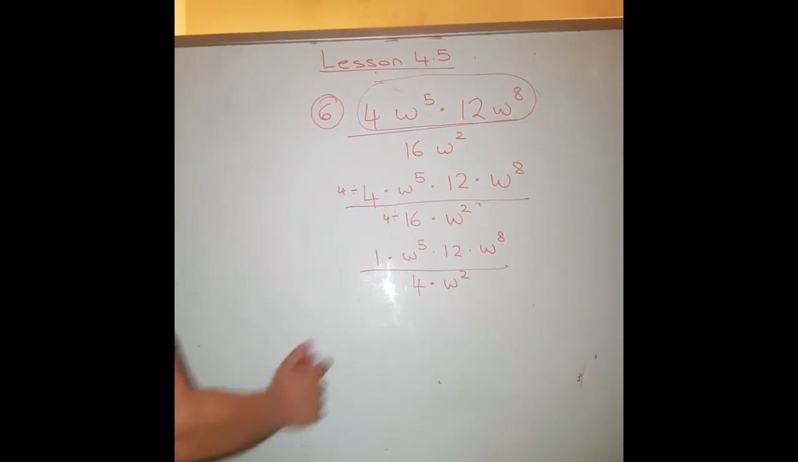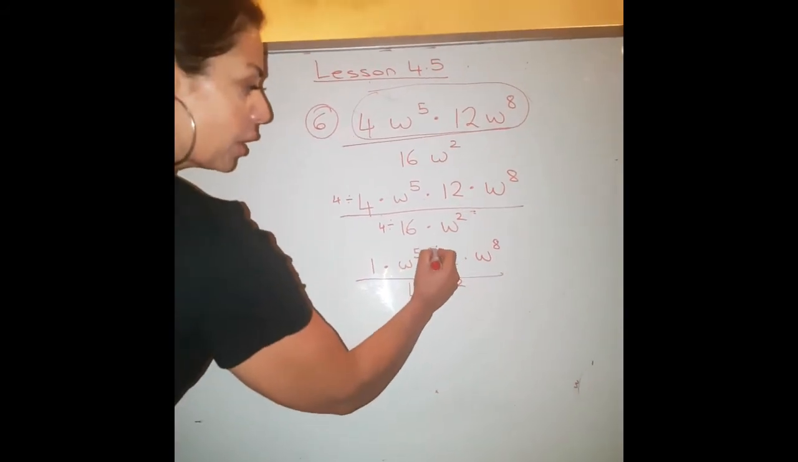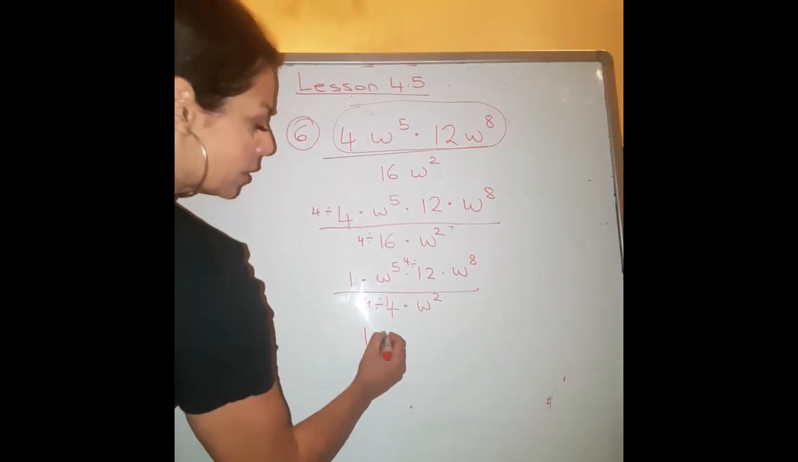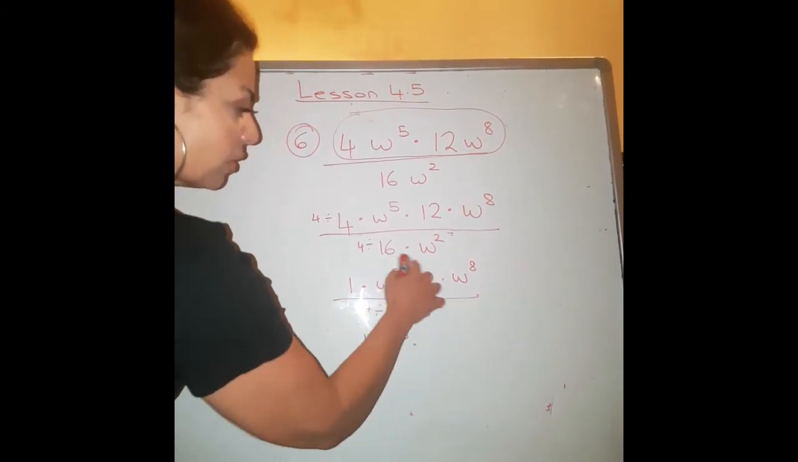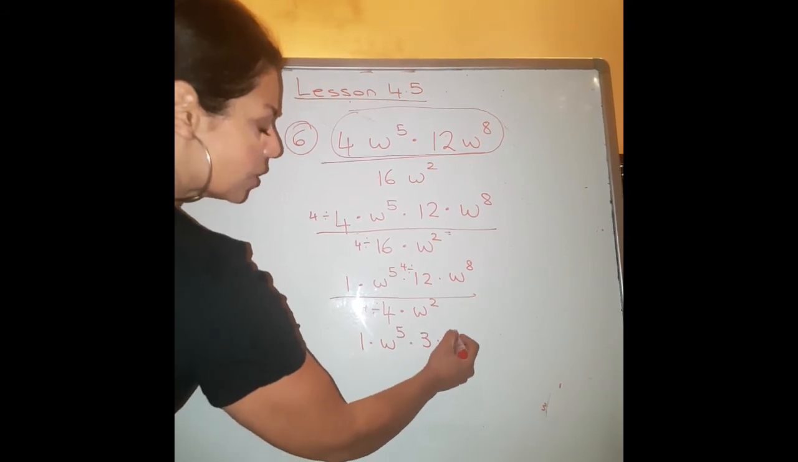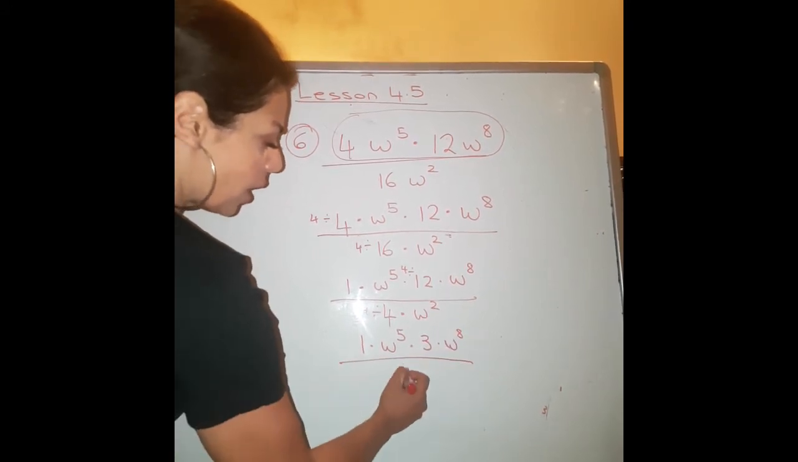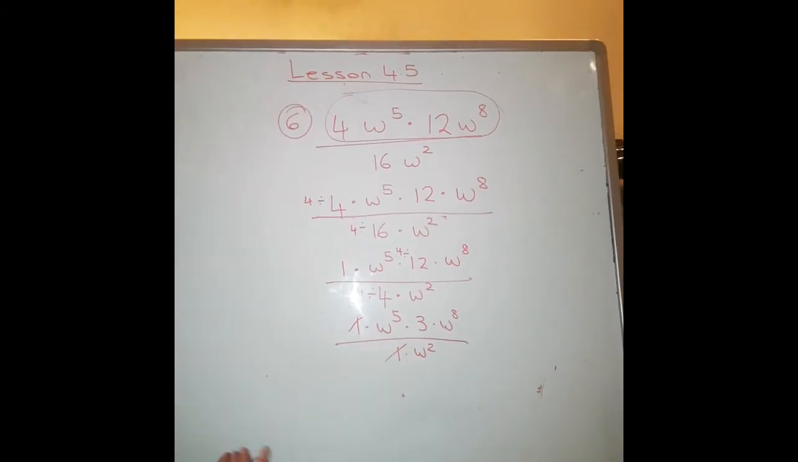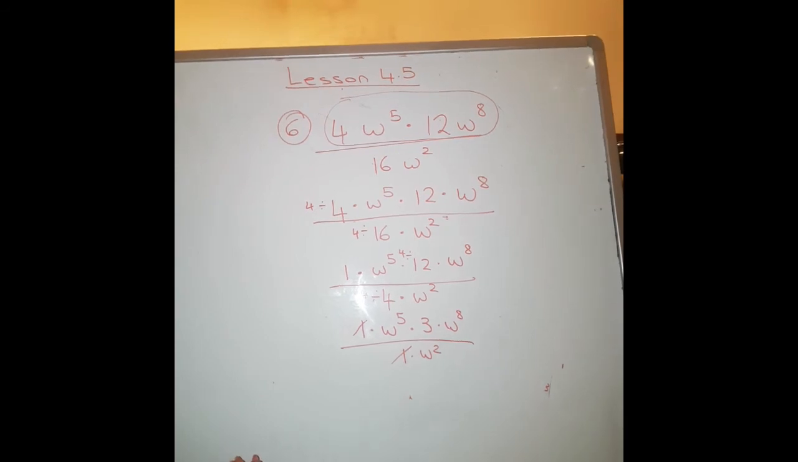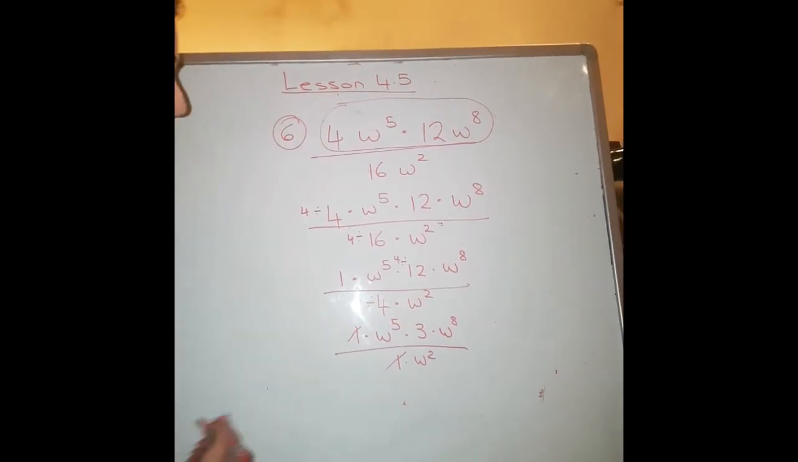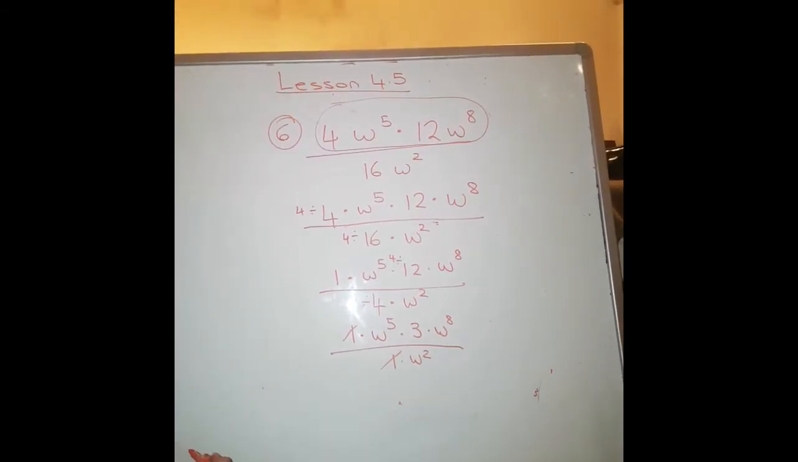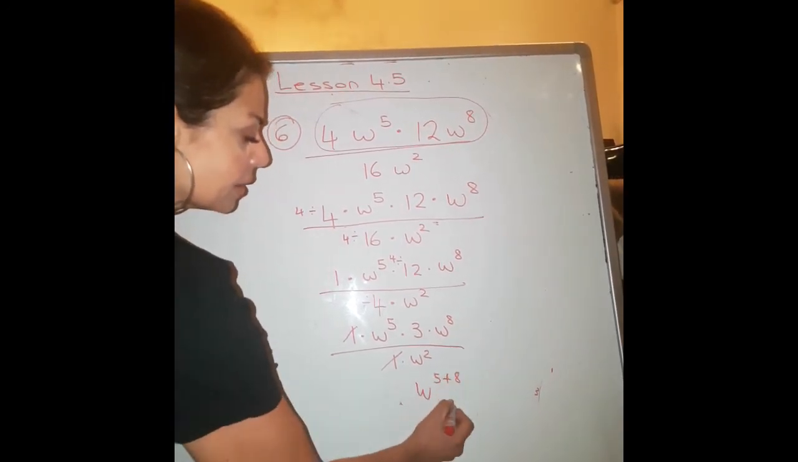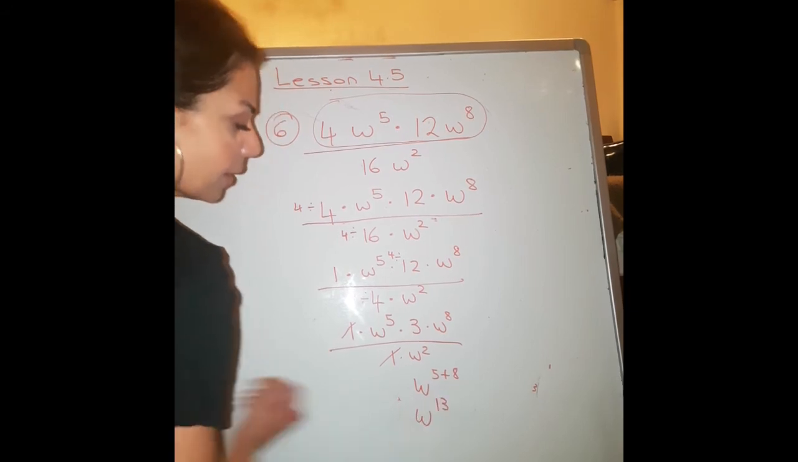Can I still simplify my numbers? Yes. 12 and 4, divide by 4, divide by 4. So it's 1 times w^5 times 12 divided by 4 is 3 times w^8 over 1 times w^2. No more numbers left. The ones go away. 1 times any number is 1. Alright, I start off with my variables. w^5 and w^8, they are multiplied, so I add them. w^(5+8) is w^13.